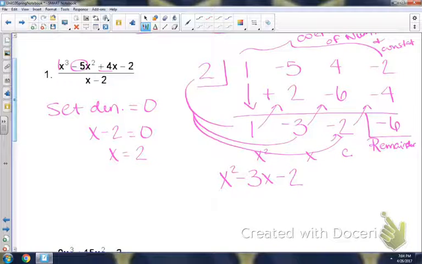Now, if you remember back when you were using long division to divide only numbers with no variables, anytime you have a remainder, which we do, it's negative 6, we're going to put that over our original denominator. So our original denominator is x minus 2. When we divide those, we get x squared minus 3x minus 2, but we have a negative 6 left over out of your x minus 2. And you can put a plus there, or you can just put that minus in front.